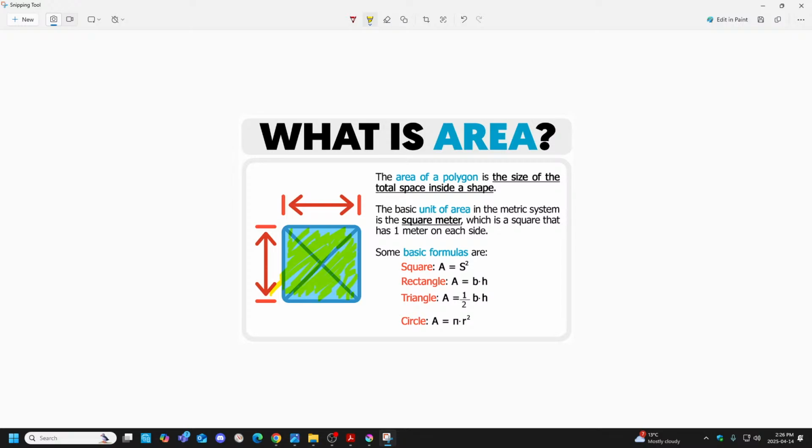Area is the amount of space occupied by a two-dimensional figure. In other words, it is the quantity that measures the number of unit squares that cover the surface of a closed figure. The standard unit of area is square units, which again we'll get into what they mean by that, which is generally represented as square inches, square feet.